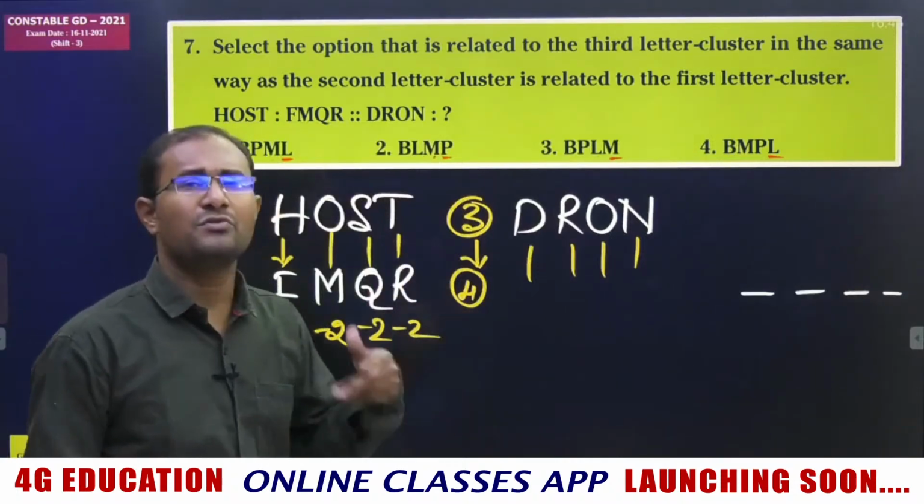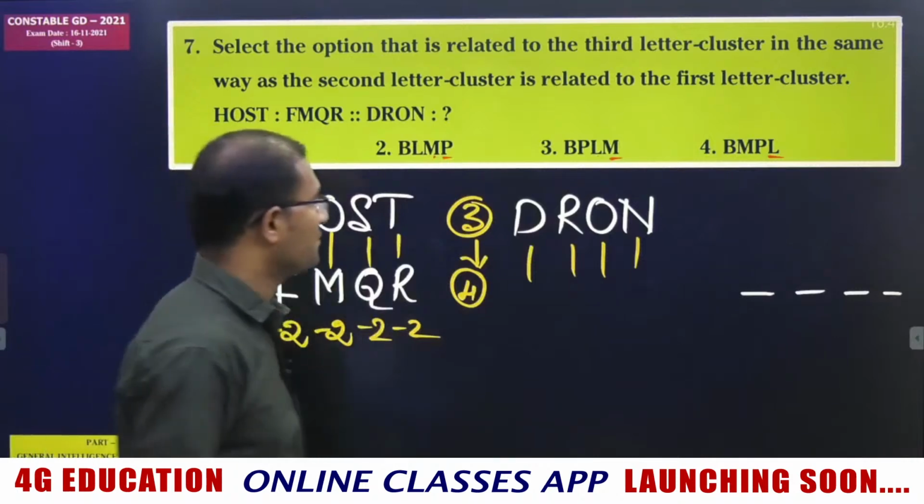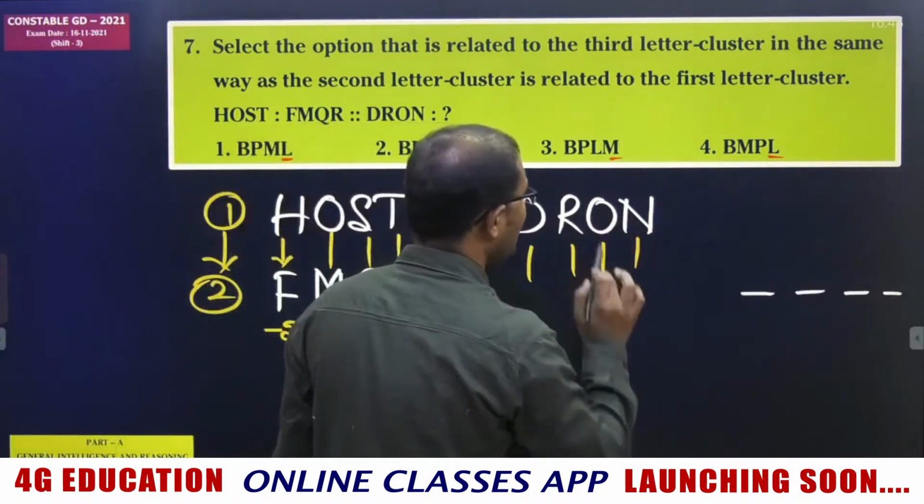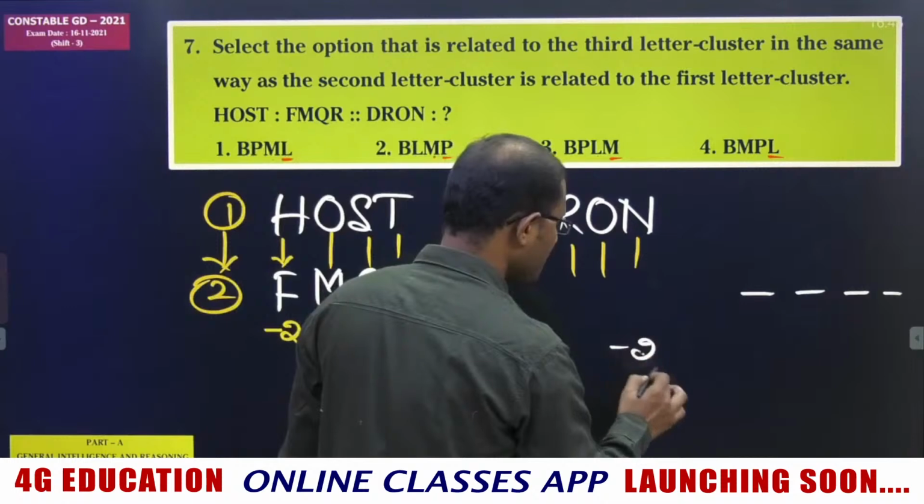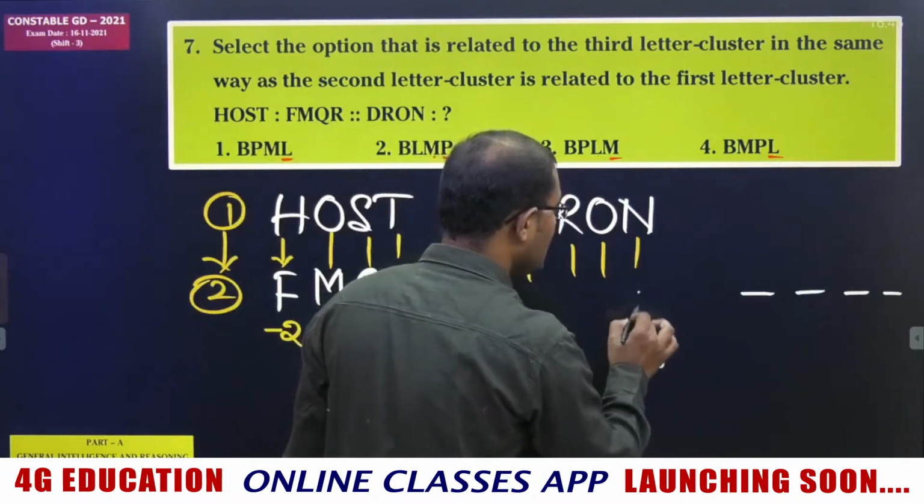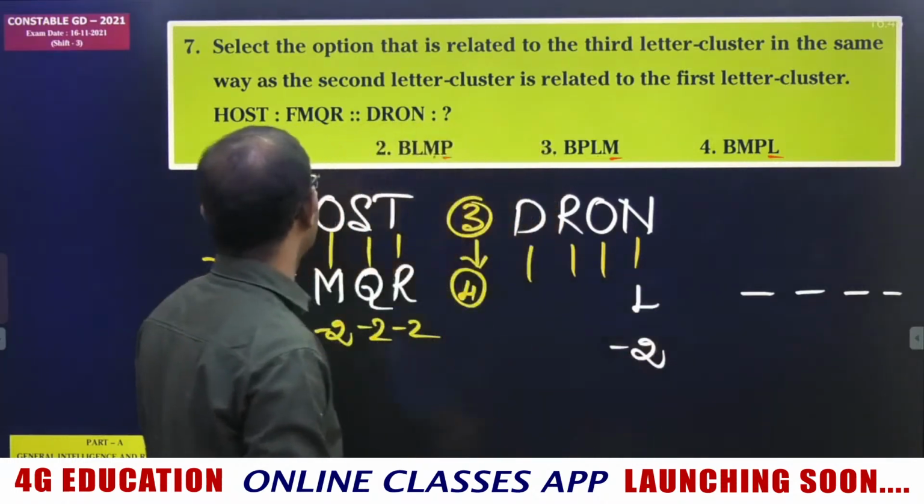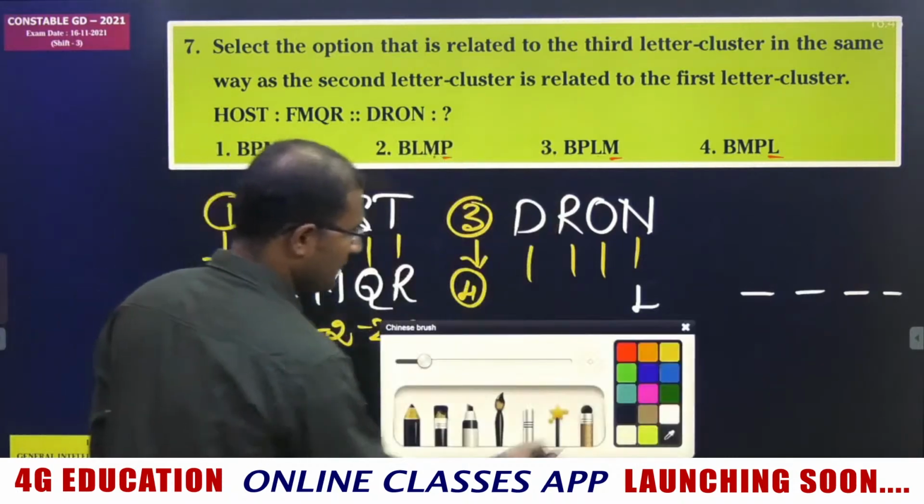If you try to find out 2 to 3 letters, that is sufficient to answer the question. Now they say n, so n means 14 minus 2. 14 minus 2 is nothing but 12. The 12th letter is L. It means in my correct answer the last letter has to be L.